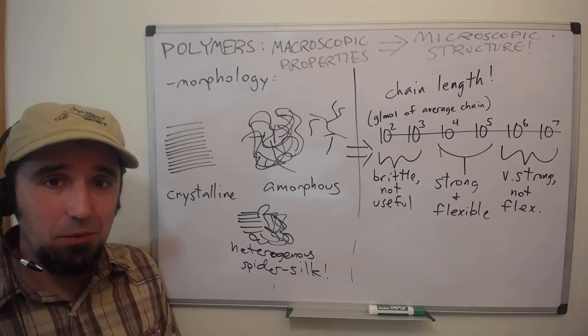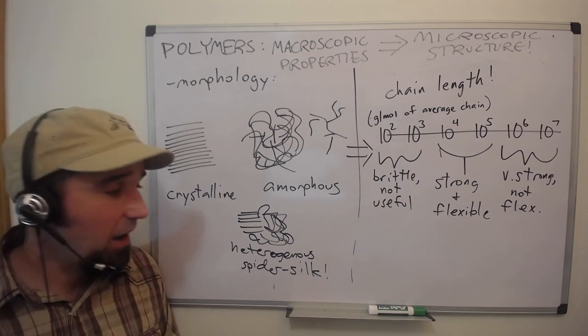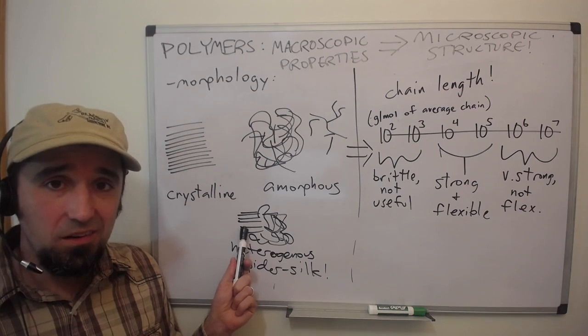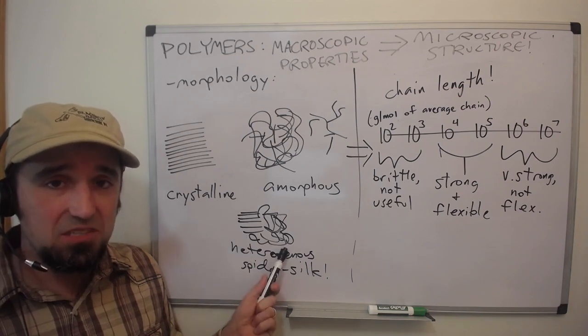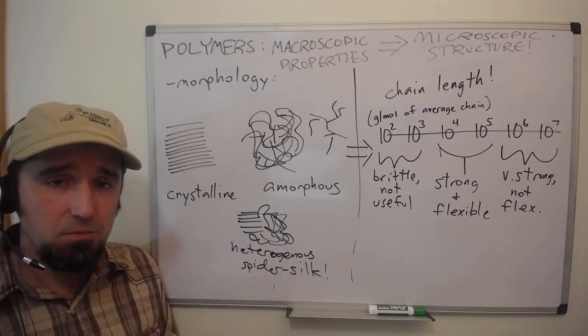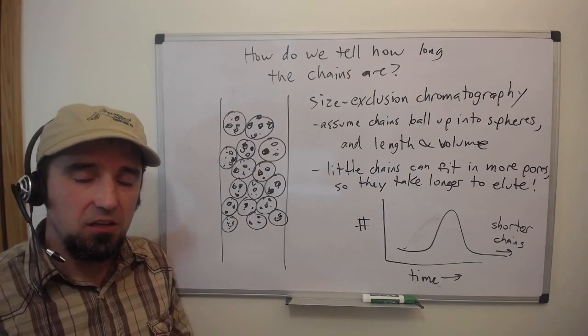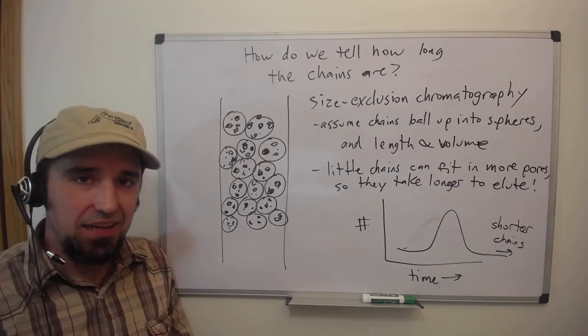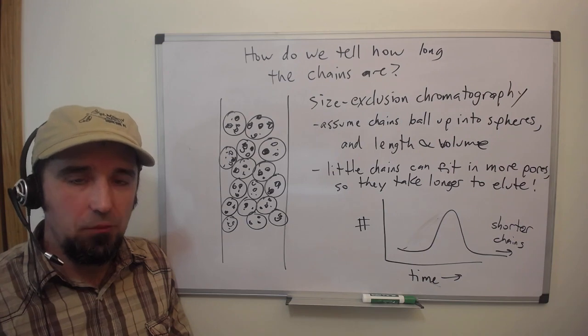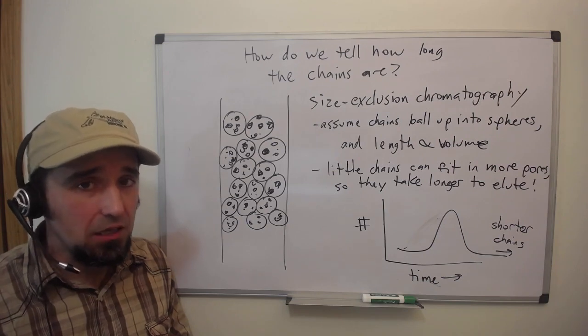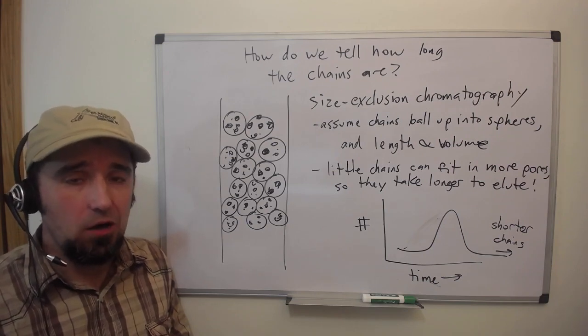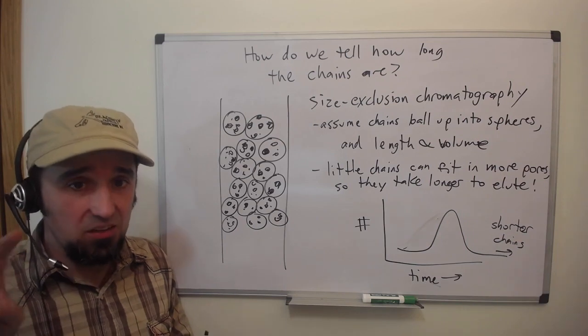We'd really like to be able to engineer materials that combine some ordered sections that give us strength with some disordered sections that give us flexibility. Spandex is one example of that we'll come to in a little bit. How do we tell how long the chains are? Right? We can't exactly put this through our GCMS because we can't boil a polymer. And so how are we going to get the molecular weight?